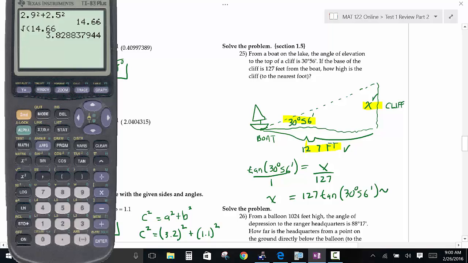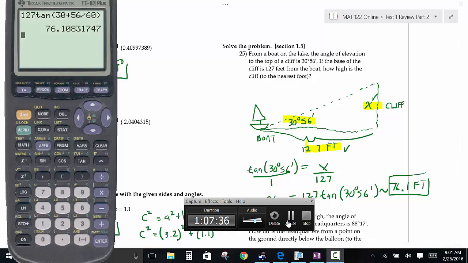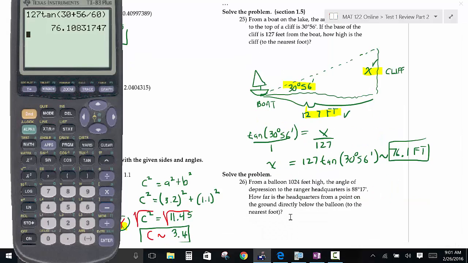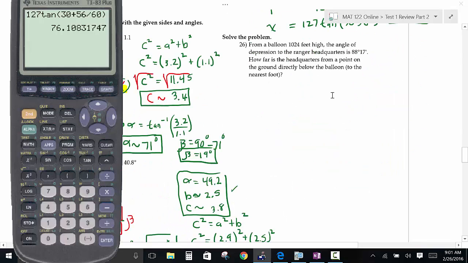Go to the calculator, and we got an outstanding answer here. All right, so 127 multiplied by the tangent of 30 degrees 56 minutes. So I'm going to put it in like this. Okay, get the answer and round that off, so that will be about 76.1 feet, would be approximately how tall that cliff is. Okay, so that's a correct answer. Let's move on to the next one.